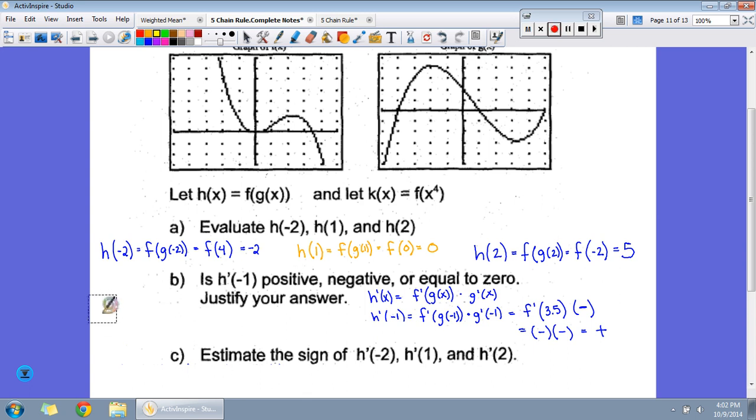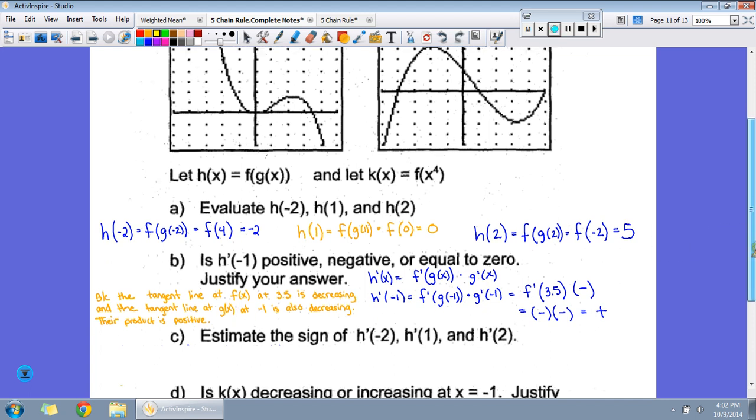So for justifying your answer, we got a conclusion sentence. Because the tangent line of f at x equals 3.5 is decreasing, and the tangent line of g at x equals -1 is also decreasing, their product is positive.